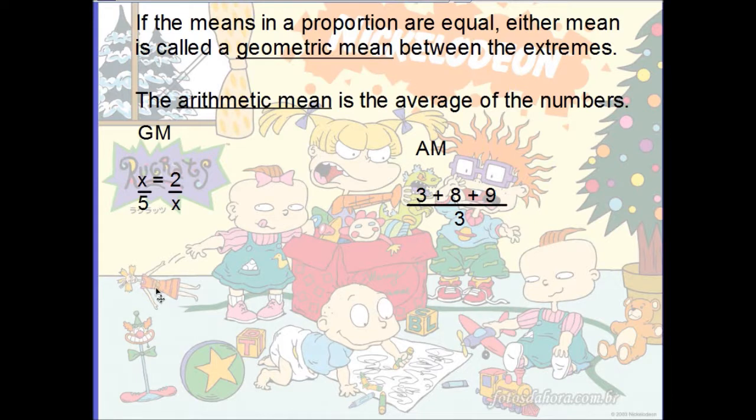The arithmetic mean is what happens when we take an average, such as if we have the numbers 3, 8, and 9. We add them together and divide by the number of numbers, and we get the arithmetic mean, something that we're used to doing from pre-algebra.